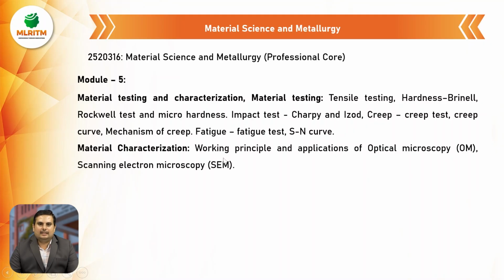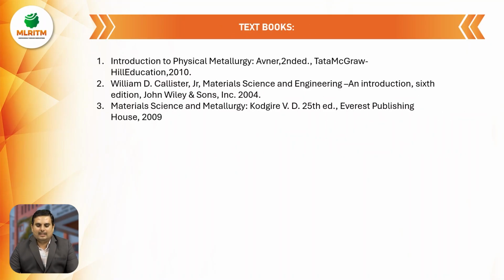In material characterization, we will be using an optical microscope to study the microstructures of a material, and at higher magnification we use scanning electron microscopy. Not only for the microstructure, through scanning electron microscopy we can also see the elements present in a material. We can discuss what the elements are and what the weight percentage of each is.